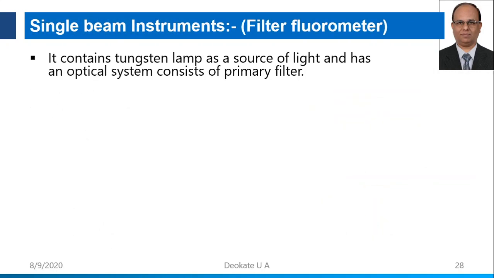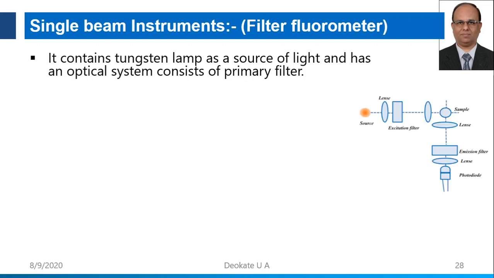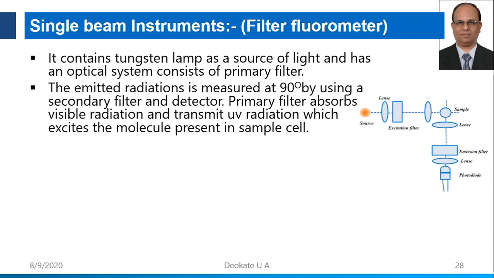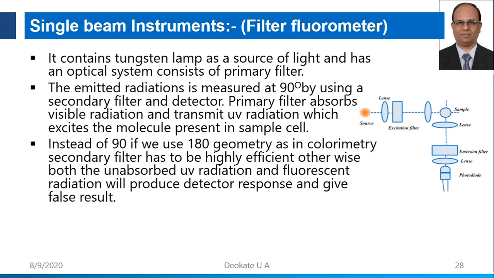Single beam instruments contain a tungsten lamp as the source of light and have an optical system consisting of a primary filter and a secondary filter. The emitted radiation is measured at 90 degrees by using a secondary filter and detector. So you have to remember why 90 degrees. The primary filter absorbs visible radiation and transmits UV radiation, which excites the molecules present in the sample.